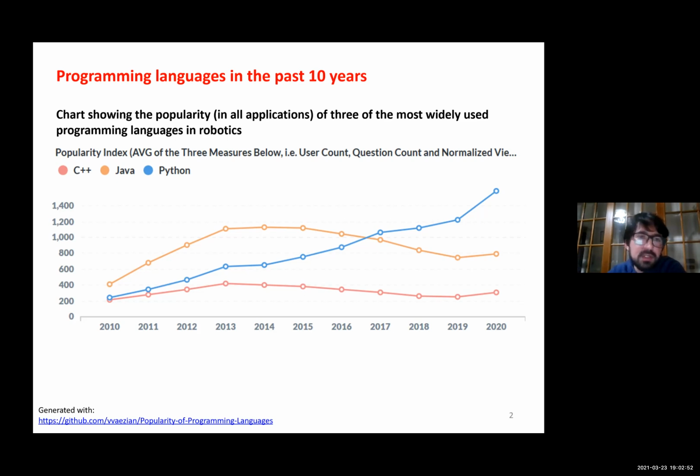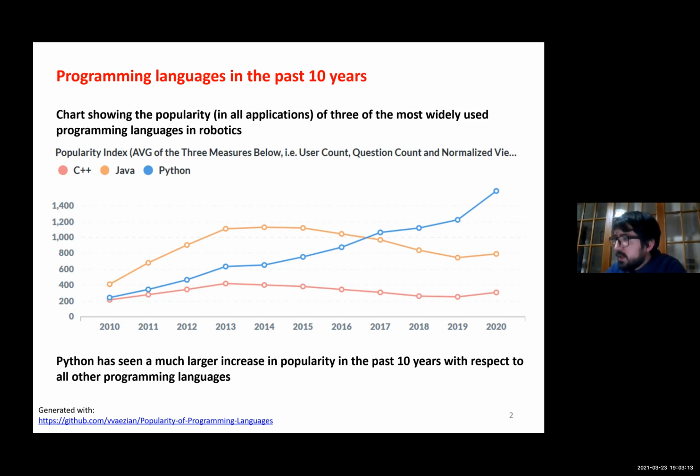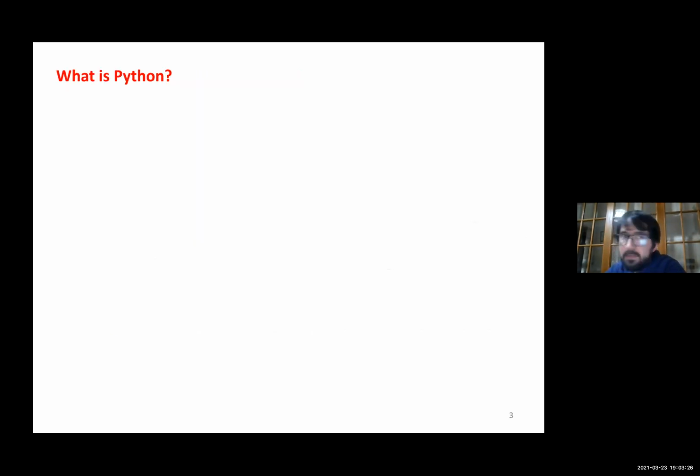And I chose to use C++, Java, and Python because those are 3 of the most widely used languages in robotics. And as you can see, the popularity of Python takes off with respect to the rest from approximately 2014. And as I just mentioned, this is not only with respect to these 3 languages that I'm showing, but it's with respect to all programming languages.